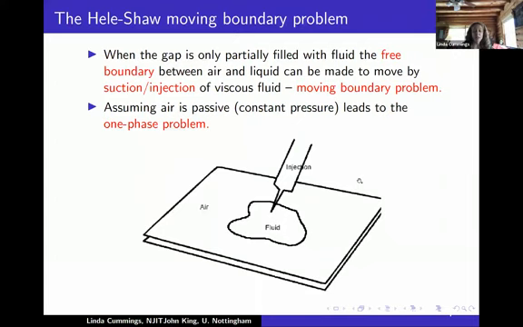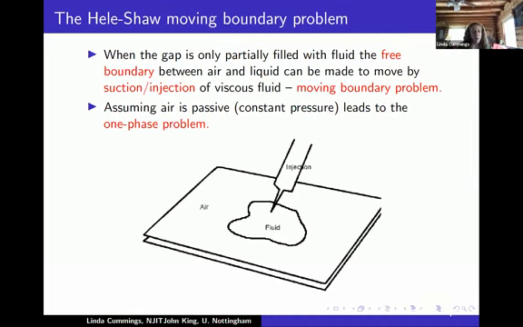But since that original 1898 paper, the cell has become much better known for the free boundary problems that it leads to. When the cell is only partially filled with viscous fluid, there's a free boundary between, well, we'll be thinking about air and a viscous fluid in the cell. You can make that boundary move if you apply pressure gradients, so if you suck or inject viscous fluid, or indeed air, into the cell. And so that will lead to a moving boundary problem.